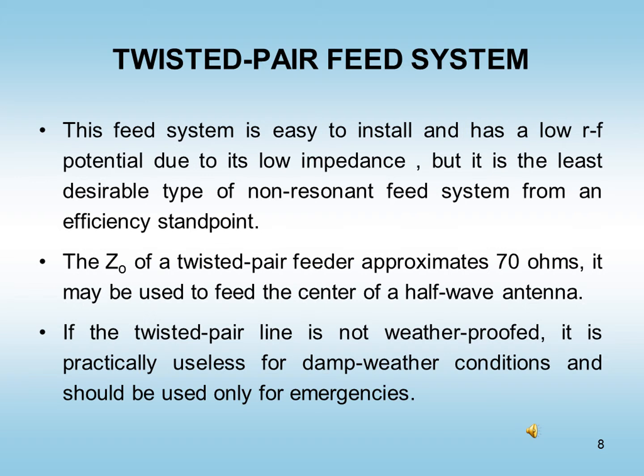The twisted wire has a characteristic impedance Z0. The impedance Z0 is the output impedance. The output impedance of the twisted pair feeder is approximately 70 ohms. It may be used to feed the center of the half-wave antenna. So the twisted pair feed wire we utilize is called the 70 ohm line.